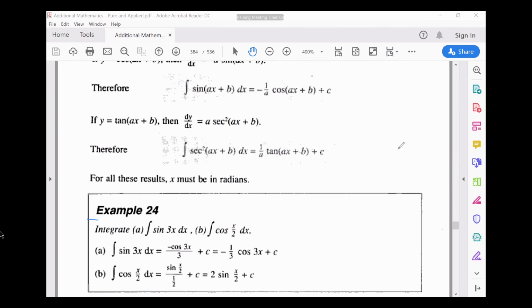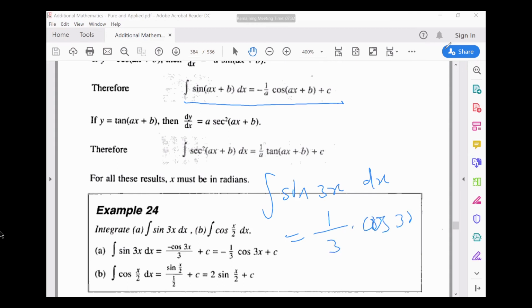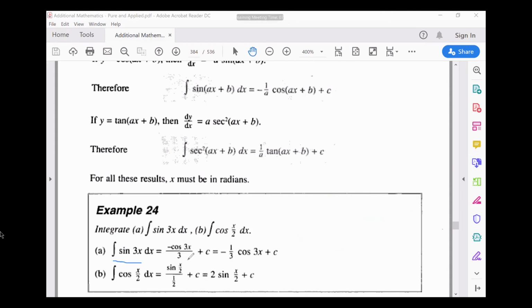Example 24 here, right? Integrate sine 3x dx. Well, the integral of sine of 3x is minus cos 3x on 3 plus c. The rule is that the integral of sine of (ax plus b) is minus 1 over a cos(ax plus b). So the integral of sine of 3x is going to be equal to 1 over a, in this case a is 3, cos of 3x times minus 1. And you leave an answer like that, it is fine. Minus 1 over 3 cos 3x plus c.